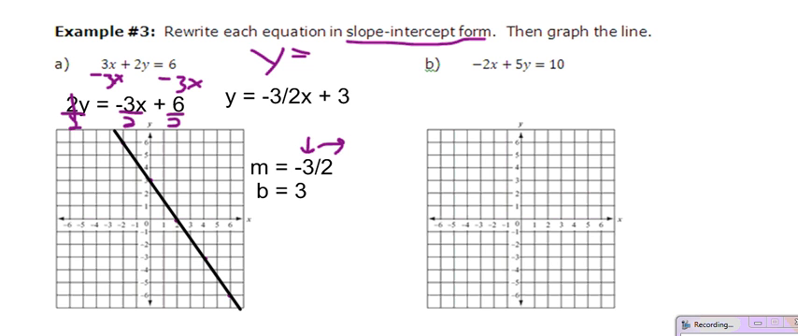So B is the same idea. So if I look at B, I need to get the y by itself. There's a negative 2x on the same side, so I need to add 2x.